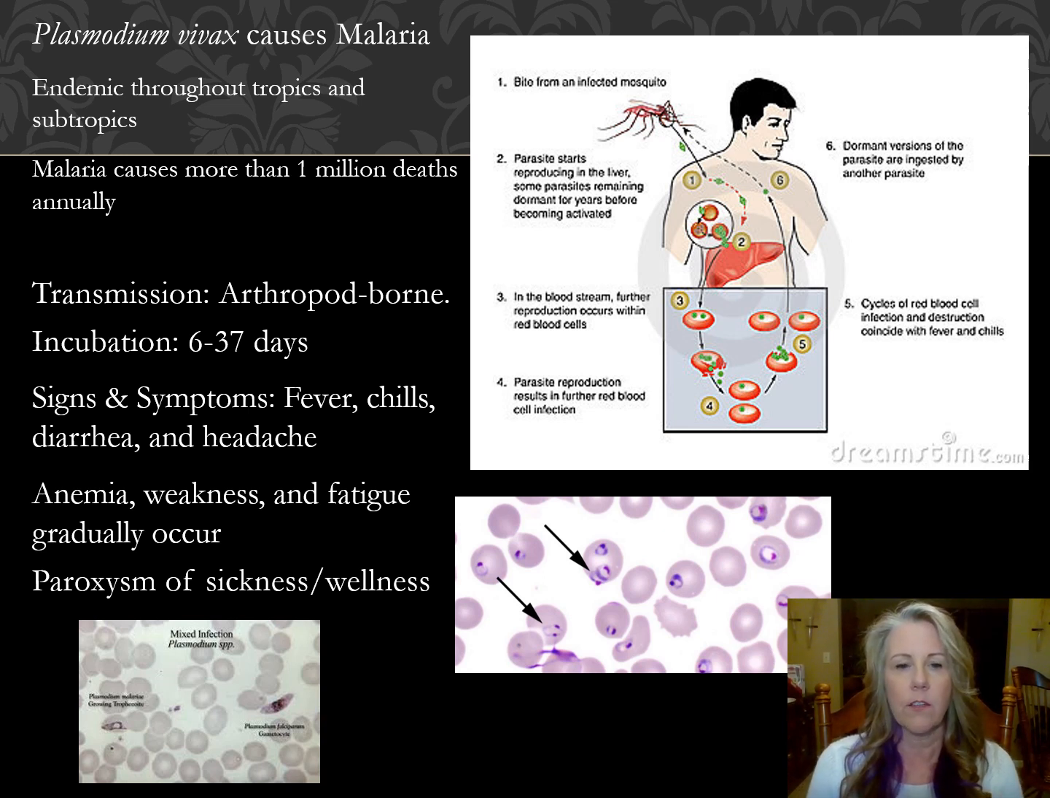Now, I want you to take a look at the pictures that I put up on this slide. In one of the pictures, I want you to read through the 1 through 6 on the life cycle of the malarial parasite. And then I have some histology slides up there, and that will show you what it actually looks like.